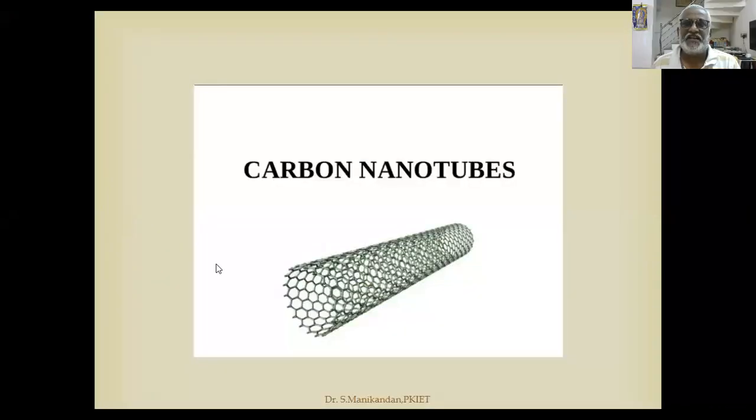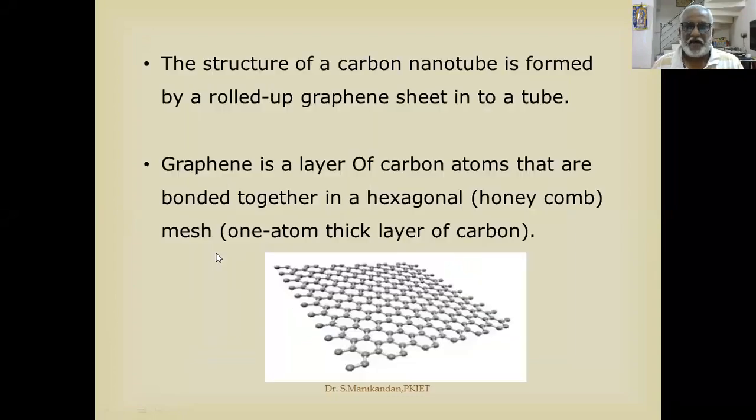In this section, we are going to discuss carbon nanotubes, abbreviated as CNT. The CNT can be formed by roll-up of a graphene sheet. The structure of carbon nanotubes is formed by a rolled-up graphene sheet in a cylindrical pattern. For example, if we take this graphene sheet, it can be rolled up to form a cylinder. This tube is known as carbon nanotube or CNT.